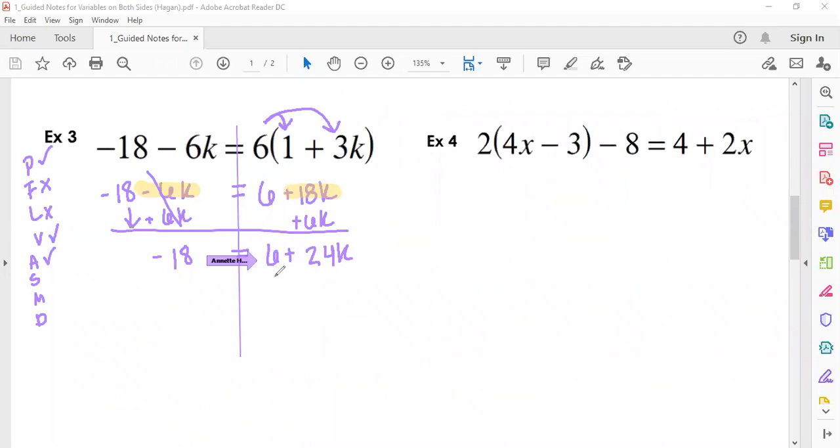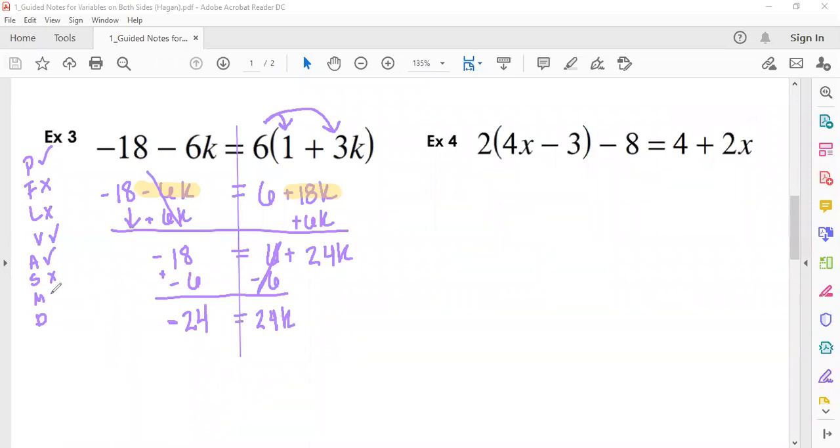So it's a positive 6. To undo that, I do the inverse operation. I do minus 6 on both sides. These are going to cancel. And now I have to look over here. I have negative 18 and a negative 6. So we're adding these together, and we keep the sign because they both are negative. So we have negative 24 equals 24k.